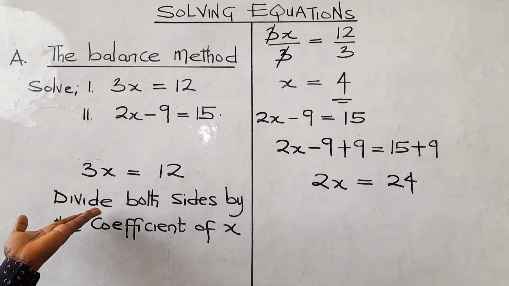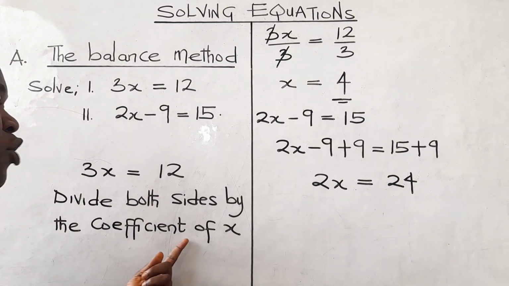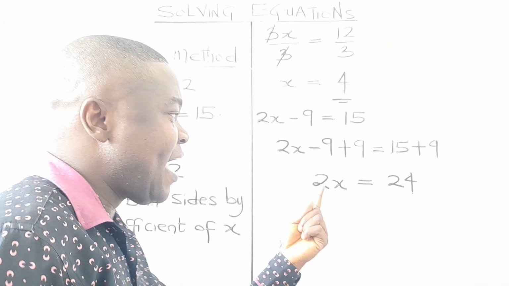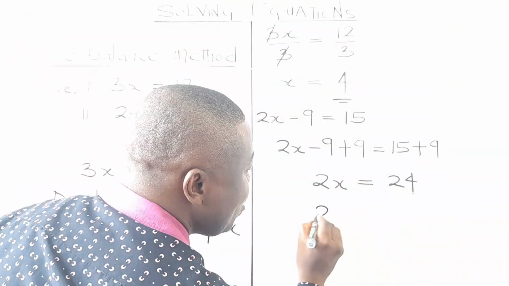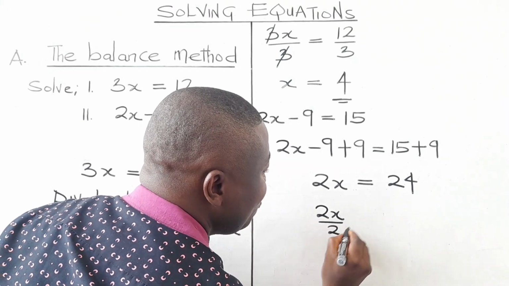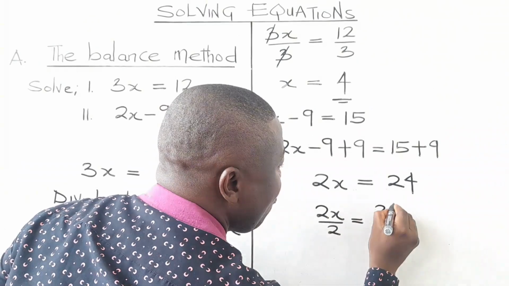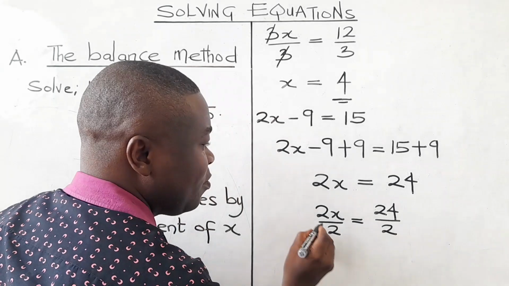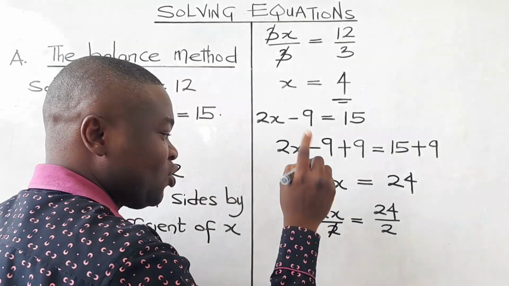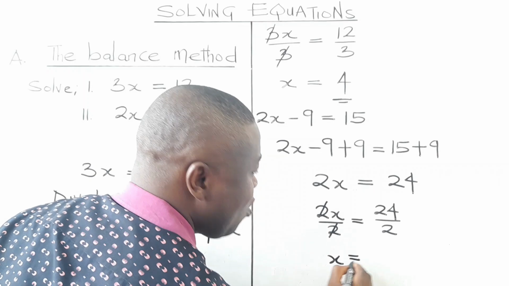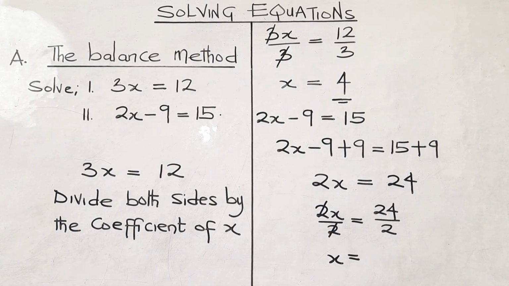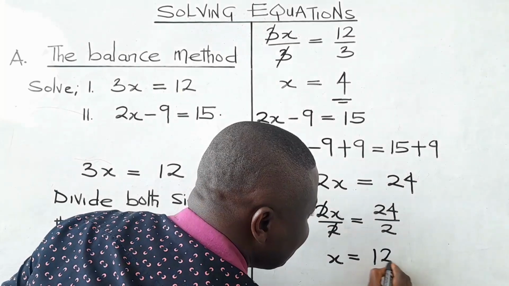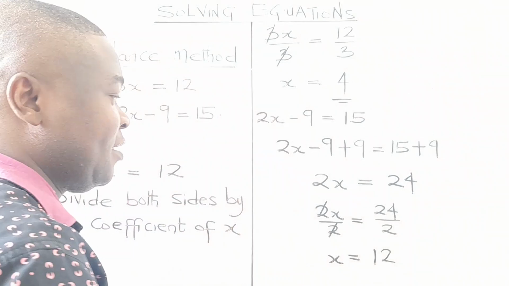So what do we do? Remember, like we have here, we divide both sides by the coefficient of x. Here, the coefficient of x is 2. So you have 2x over 2 equal to 24 over 2. 2 divided by 2 is 1, so you just have x equal to 24 divided by 2, which is 12. So the value there is 12.